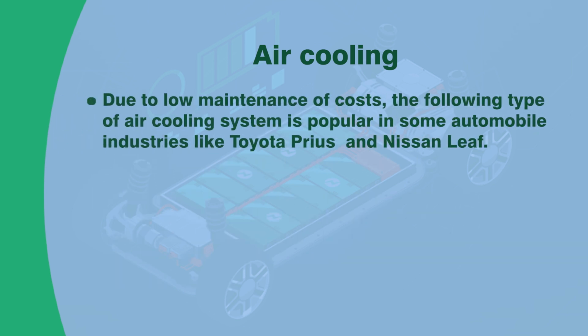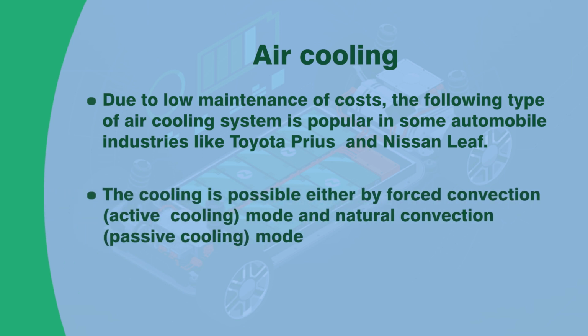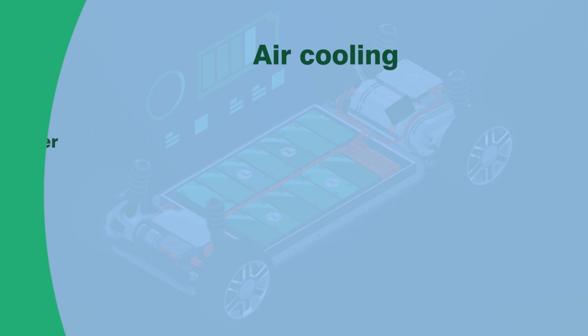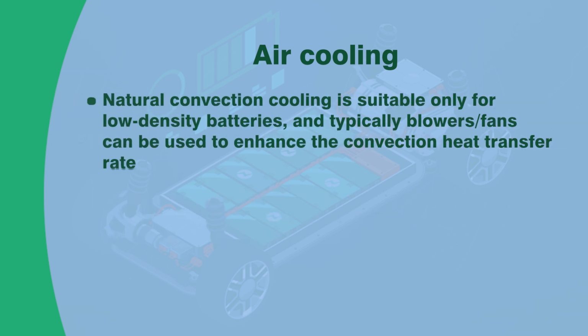So, due to low maintenance cost there are very few systems that are using air cooling. Mostly it is used in Toyota Prius and Nissan Leaf vehicles. The cooling is possible either by forced convection, which is called active cooling, or natural convection, which is called passive cooling mode. In natural convection, the cooling is suitable only for very low density batteries, and typically blowers and fans can be used to enhance the convection transfer rate.